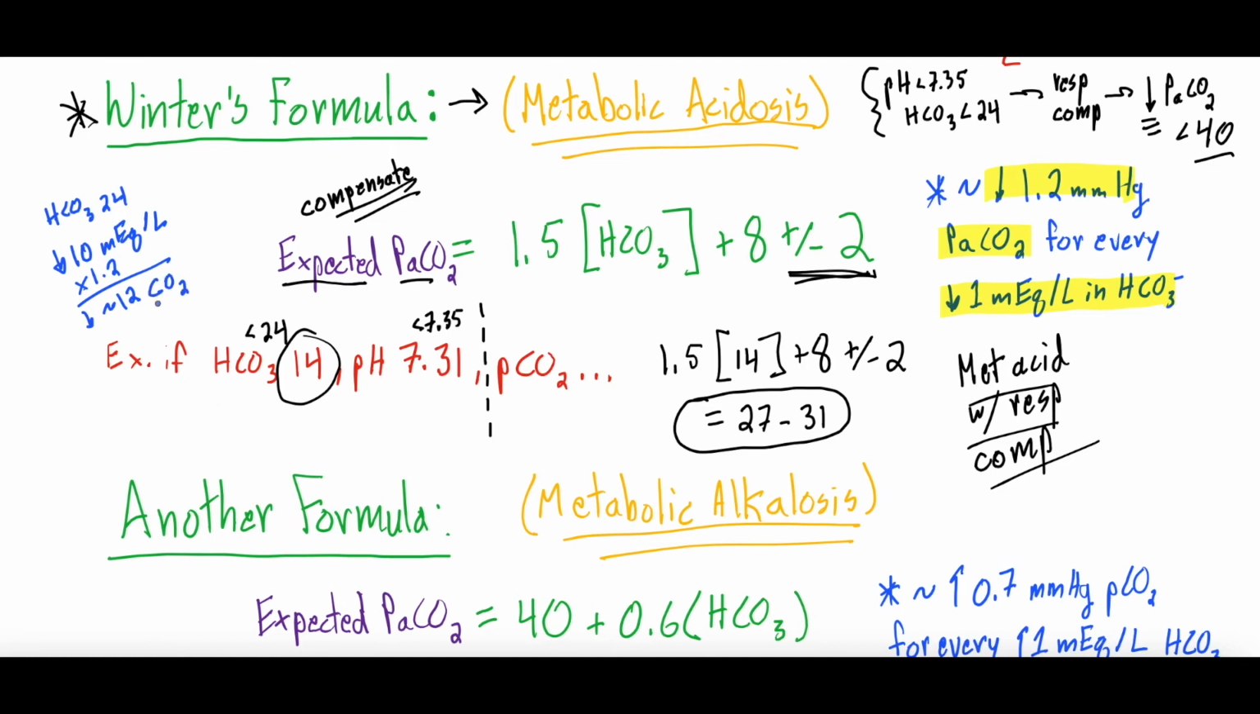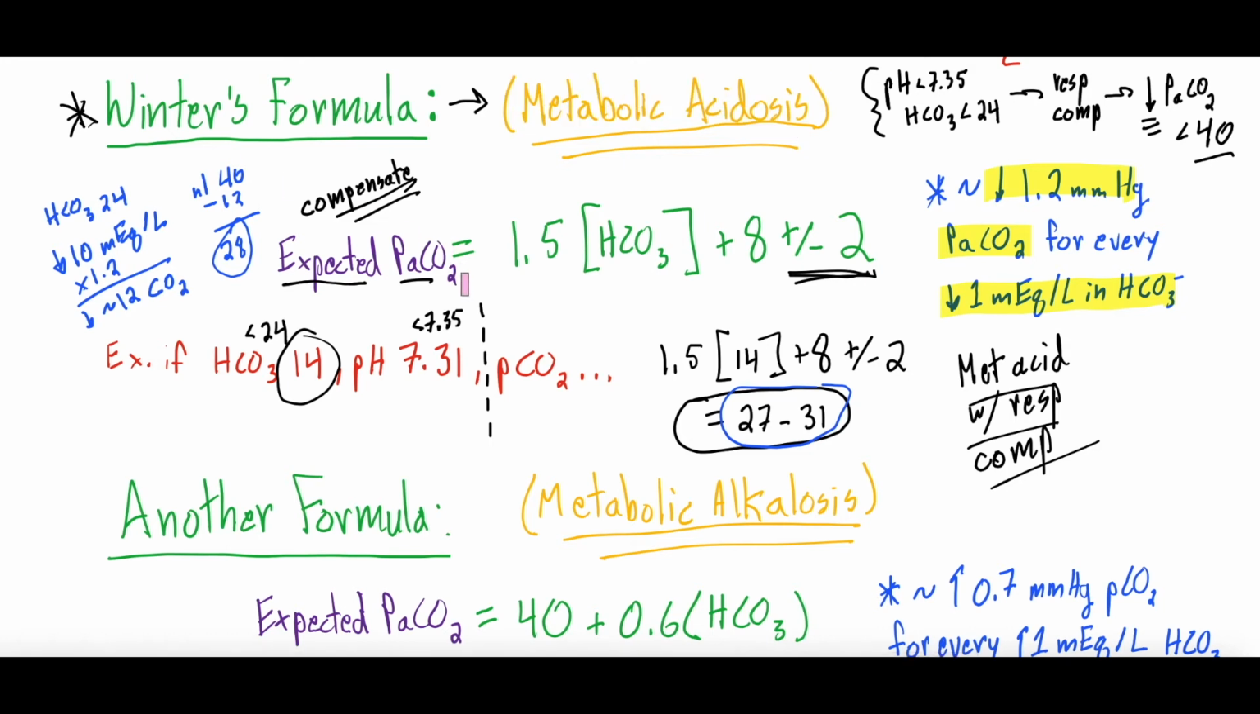to compensate appropriately. A normal CO2 is 40. So that minus 12 would give us what? 28, which gives us about what the equation gives us as well. So if you don't want to do the equation, you just want to memorize 1.2 for every 1, you could do that as well. So that's Winter's formula. That is strictly for a metabolic acidosis. Oh, you can't see that. We're going to erase that.